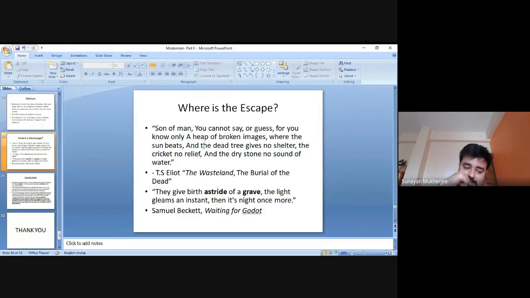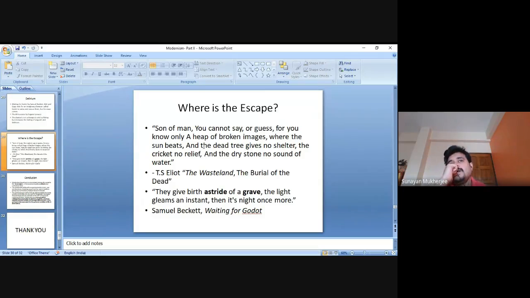Our existence is fragmented. A heap of broken images where the sun beats and the dead tree gives no shelter, the cricket no relief, and the dry stone no sound of water. So the dry stone gives no sound of water, there is no relief, no rain, no cricket. And Beckett says, they give birth astride of a grave. The light gleams an instant, then it's night once more.